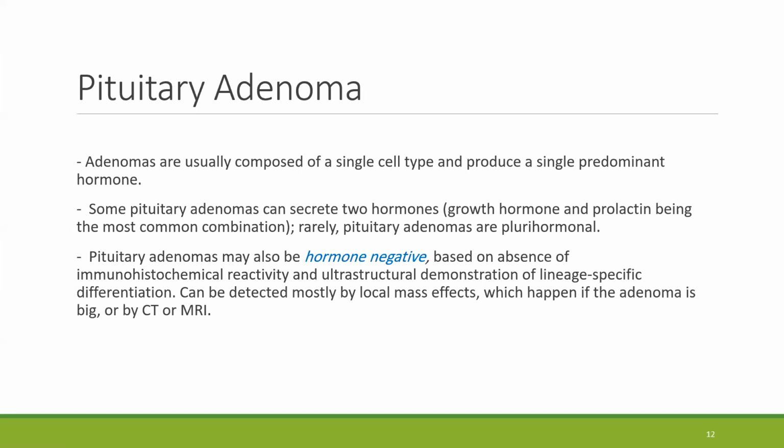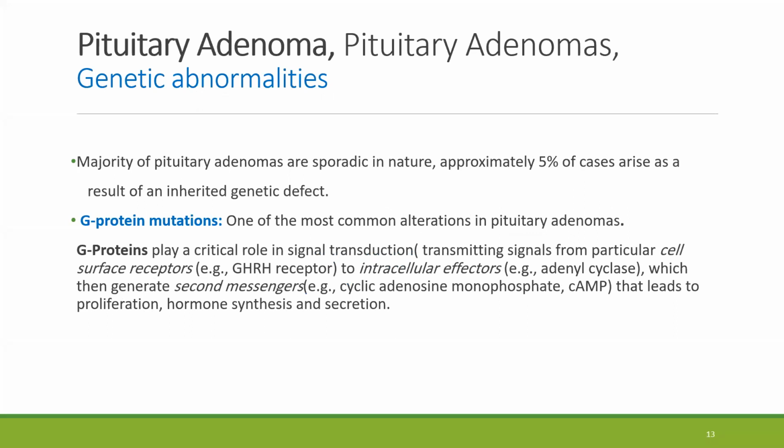So if there is an adenoma producing two hormones, the most common one is the one that produces both the growth hormone and the prolactin. Pituitary adenoma may be hormone negative. If it's hormone negative, that means by immunohistochemistry stains and ultrastructure, we don't find any kind of hormone or any specific lineage to that adenoma.